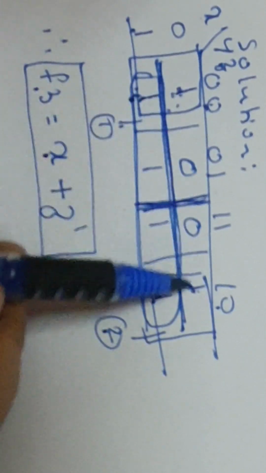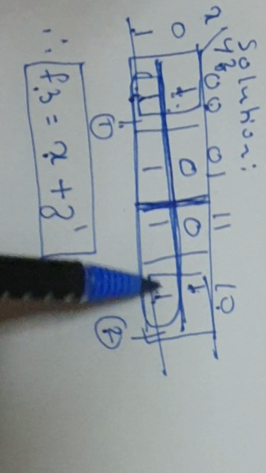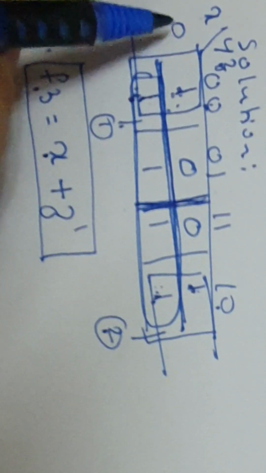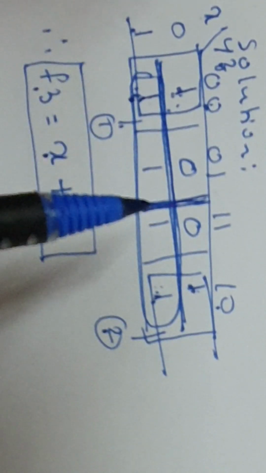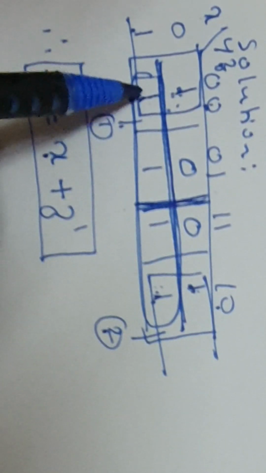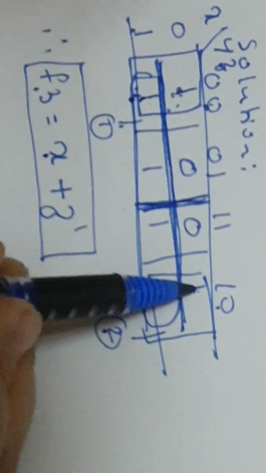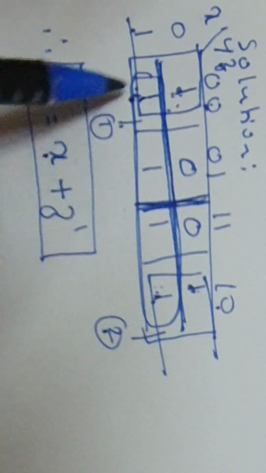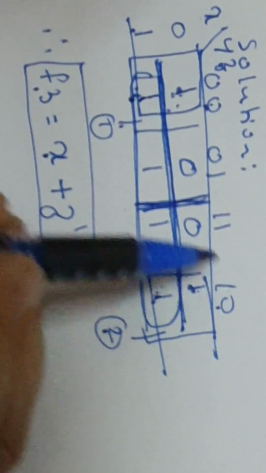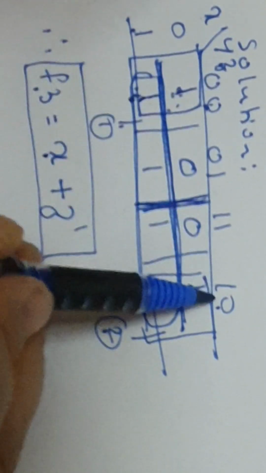Now these 4 ones, they are covered in this row and in this row. So x is 0, x is 1, nothing is common. So leave that. Then column wise, these two in this column, these two in this column. All the 4 if you take, in 2 columns they are covered. So this column and this column.